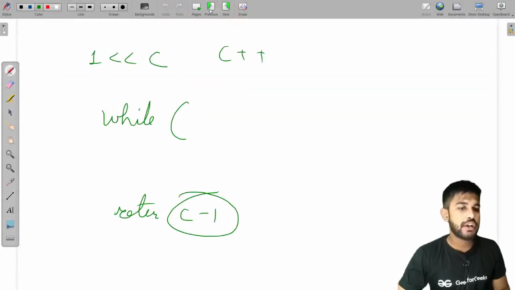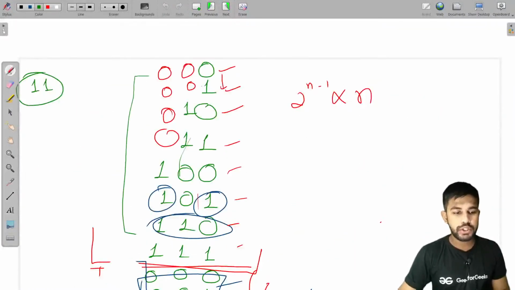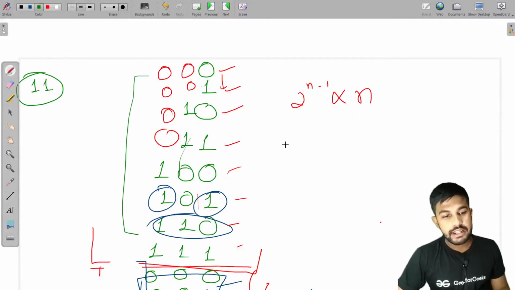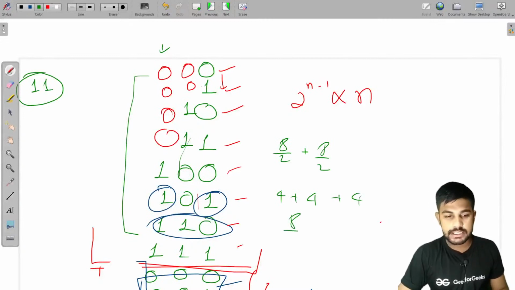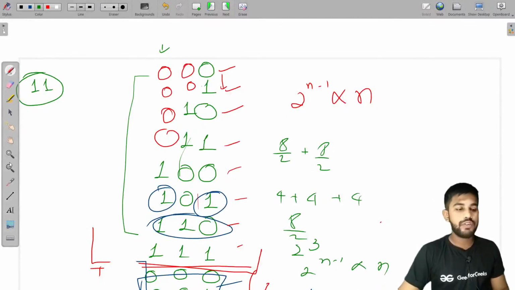Okay, so now the thing is that we know that we would go from the top to 2 to the power n minus 1, and this would tell us what this is. This is 8 by 2, this is 8 by 2, and this would again be 8 by 2. This is 4 plus 4 plus 4. We need a relation, that is 8 by 2. 8 is 2 to the power 3, that is 2 to the power n minus 1 into n itself. This is how we can proceed.